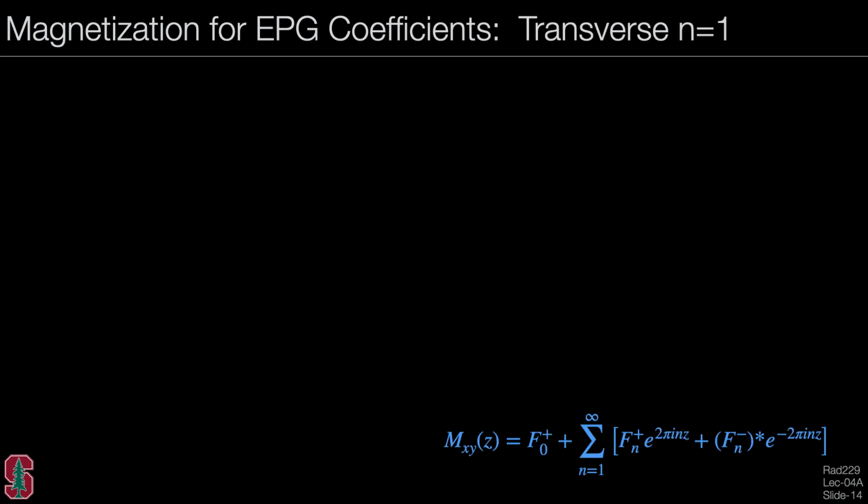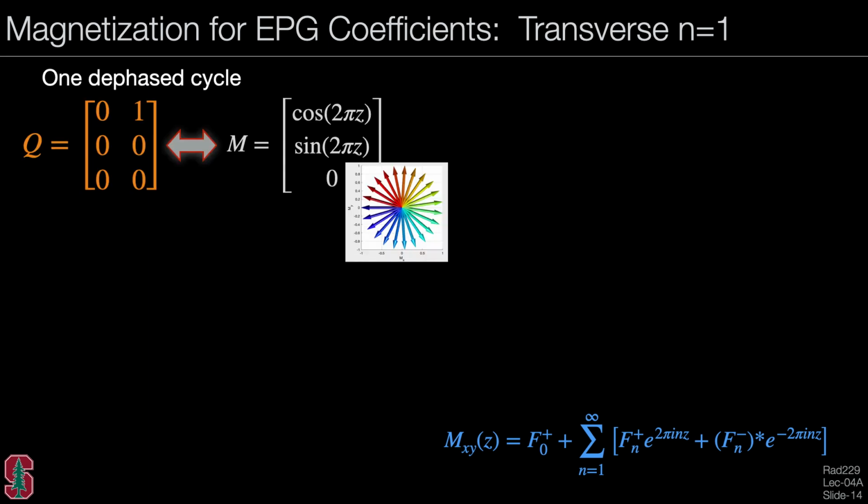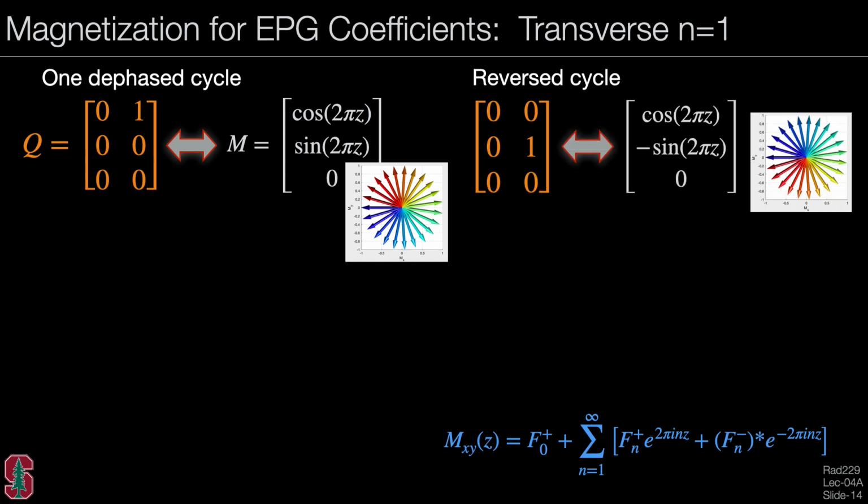We can now look at the case for transverse magnetization of order n equals 1. So we can have one dephased cycle. So if we have basically F plus of 1 is 1 in the Q matrix here, this corresponds to M being a dephased disk with Mx as cosine 2 pi z and My as sine of 2 pi z, which looks like the picture shown. We can reverse that cycle if we actually swap the 1 down into the second row here. And this is the same as taking the complex conjugate of mxy. So you see that the disk is now flipped about the mx axis.